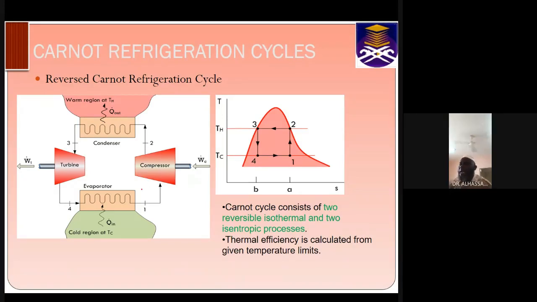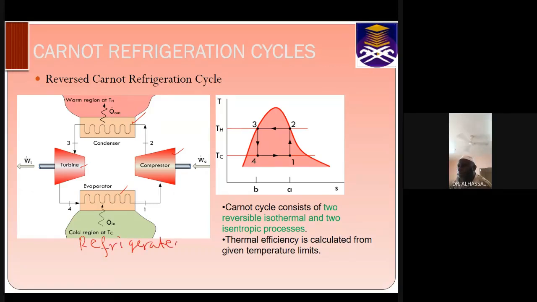Now, the reverse Carnot cycle consists primarily of four main components. One of the components is a condenser, we have the compressor, then we have the evaporator, and finally we have the turbine. So what happens is like this. You see, this is the cold room or the refrigerated space.